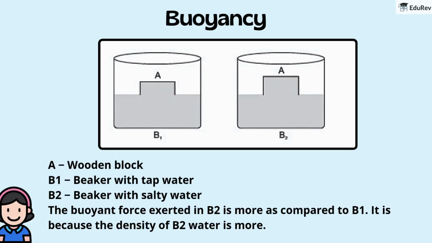Let's conduct a simple experiment to understand buoyancy better. Consider a wooden block, A, and two beakers, one filled with tap water, B1, and the other with salty water, B2. The buoyant force exerted in B2 is greater than in B1 because the density of the water in B2 is higher due to the dissolved salt.